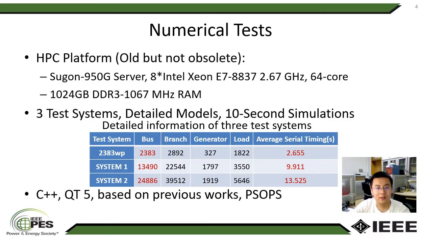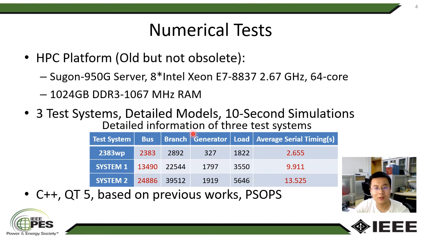We implemented the FNBBDF method and compared it with the other two. The high-performance computing platform is a Sugon 950G server with 8 Intel Xeon processors. Each processor is integrated with 8 CPU cores, which means there are totally 64 CPU cores. The detailed information of the 3 test systems is displayed in the table. The 2383WP system is a widely used test system in MatPower. System 1 and System 2 are 2 practical national power systems.